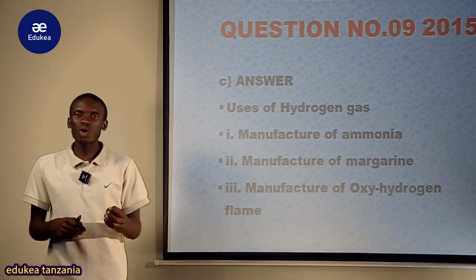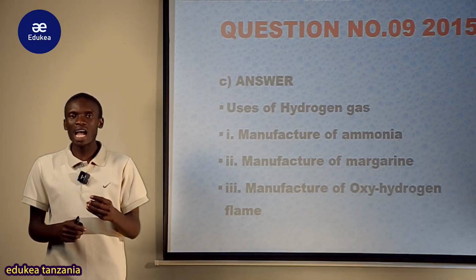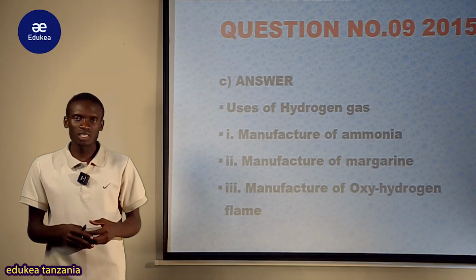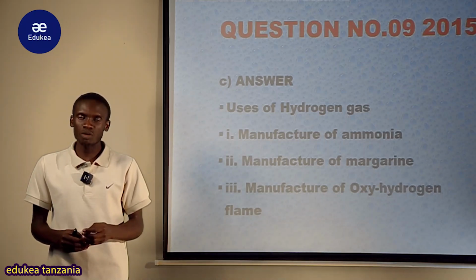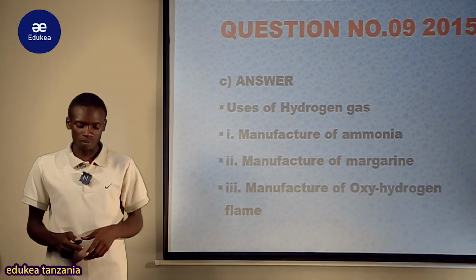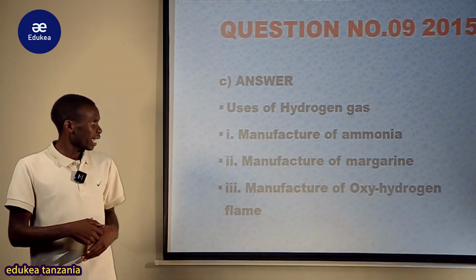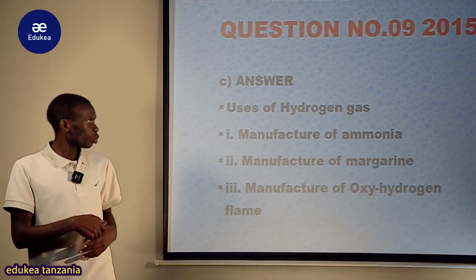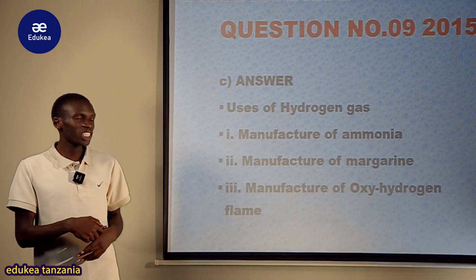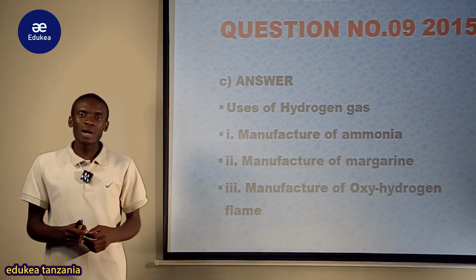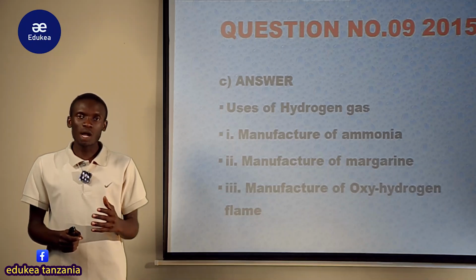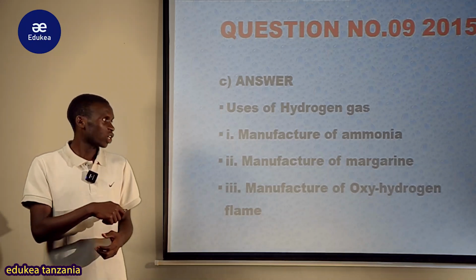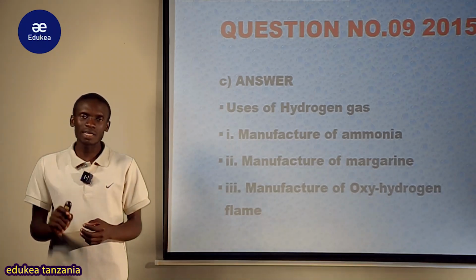Kwa ukikuta umeandikiwa reaction nitrogen gas na hydrogen gas, kama which process is this? Unasema hii process inaitwa Haber process. And number 2, hydrogen gas is used in the manufacture of margarine. Margarine ni kama ile Blue Band. Watu kama unatumia hii product ni rahisi sana kujua kwa sababu imeandikwa kabisa margarine.